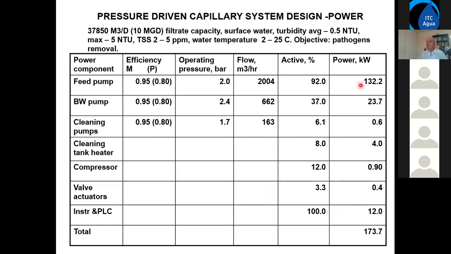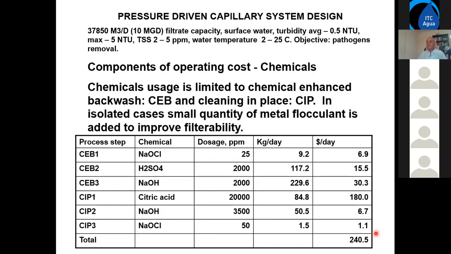So we calculated the power, and the total is 173.7 kilowatts. And then our chemicals, we have a dosage in kilograms per day, which is usually provided by the membrane manufacturer. And then we have the cost per day for CIP, for CEBs and CIPs.